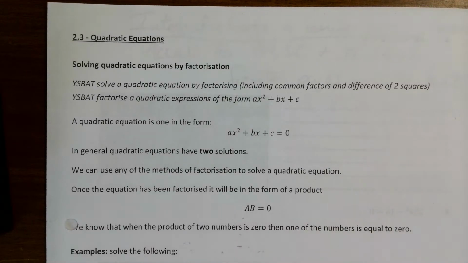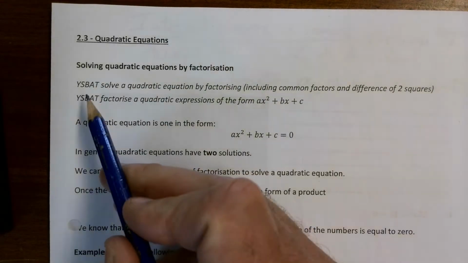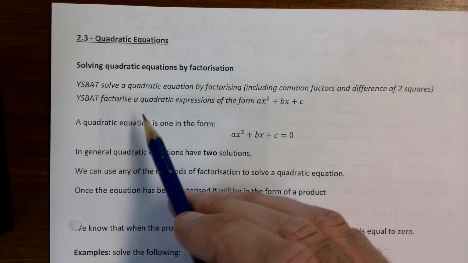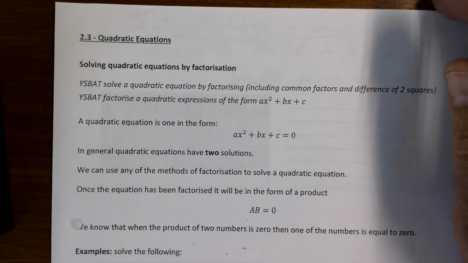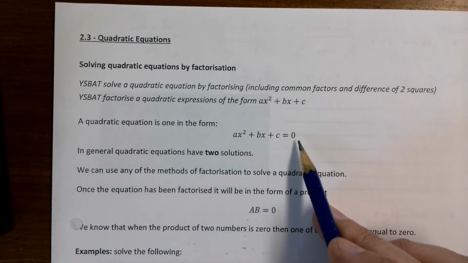Okay, so this is our video then on solving quadratic equations. Just talk through a little bit about this. You'll be able to solve quadratic equations by factorising, including common factors and difference of two squares. You'll be able to factorise a quadratic expression in the form ax squared plus bx plus c. Quadratic equations, one of the form x squared plus bx plus c equals 0.